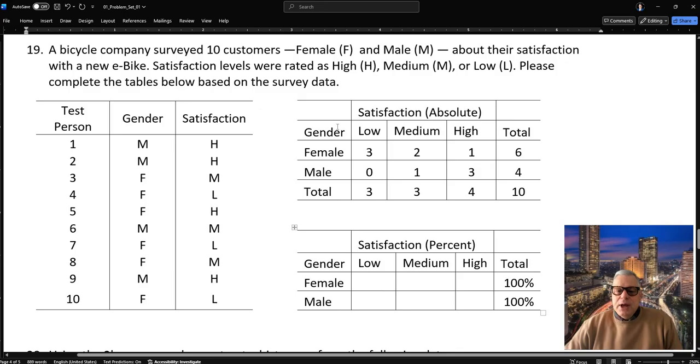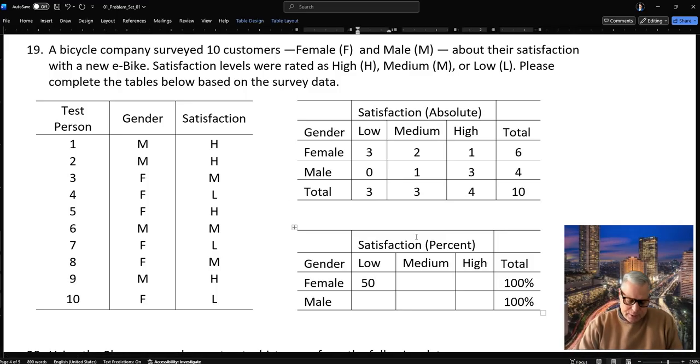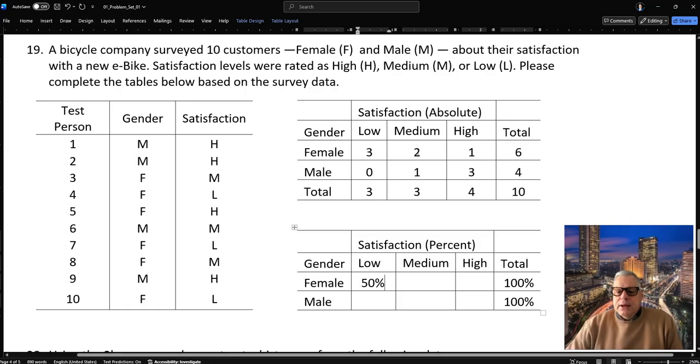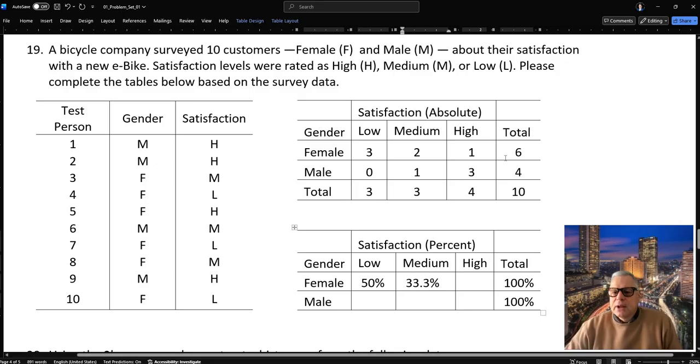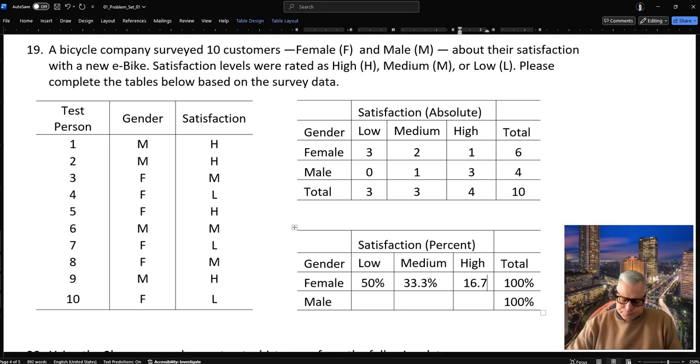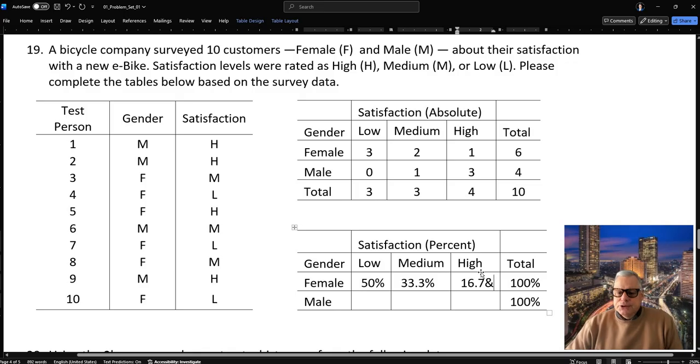Okay, so now we can look at the percentages. Among the females, how many found it low? That's 3 out of 6, so that's 50%. Then how many found it medium? 2 over 6, so that's 33.3% roughly. And 1 of 6, that is 16.7%. And of course that will sum up to 100%.